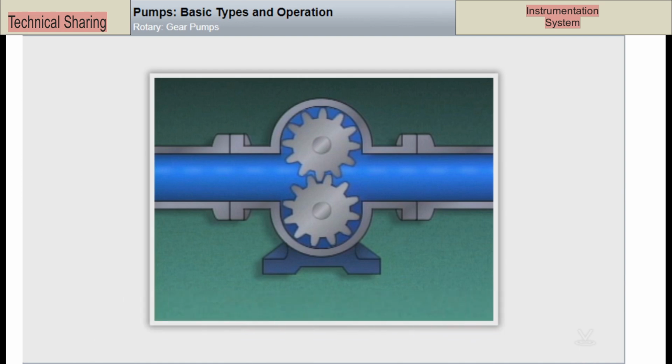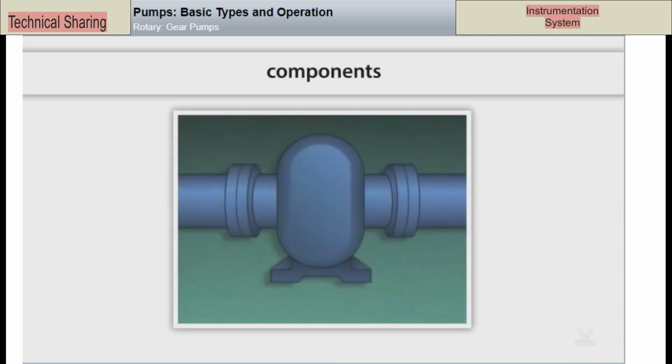Another type of positive displacement pump is a rotary pump. A rotary pump displaces liquid with a rotary or rotating motion. Many different types of rotating mechanisms can be used to move liquids, such as screws or gears.